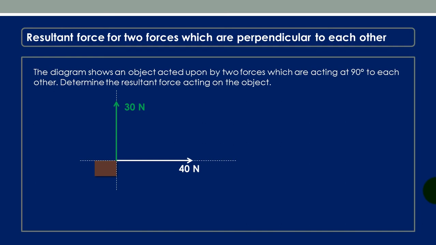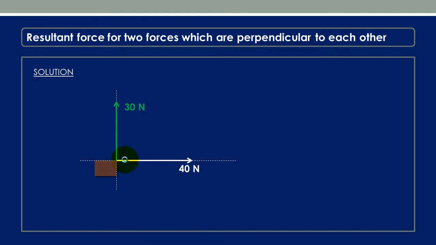In this example, you are told that the diagram shows an object acted upon by two forces which are acting at 90 degrees to each other, and you are required to determine the resultant force acting on the object. This is the object, these are the two forces, and you can see the angle that their lines of action make with each other is 90 degrees. How do we get the resultant force? We are going to follow a very simple method.